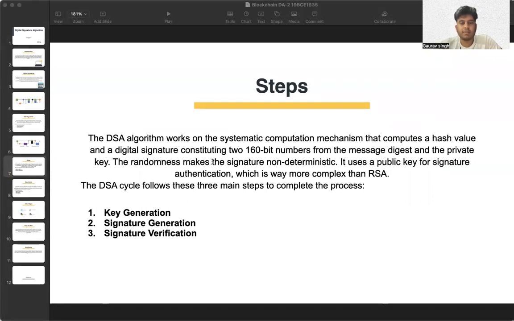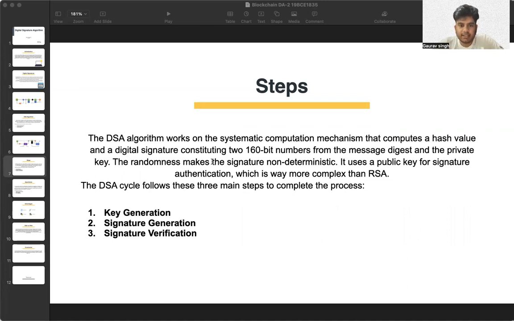Keeping the image that was shown just now in mind, we now see how the entire process works, starting from creating the key pair to verifying the signature at the end. So the first thing is key generation. First we choose a prime number, let's say Q, which is known as the prime divisor. Another prime number P is chosen such that (P minus 1) mod Q is 0.